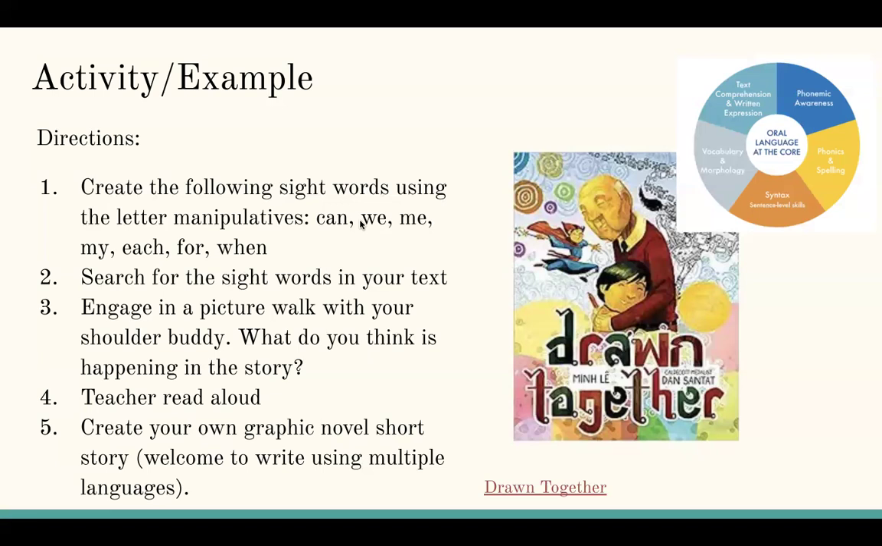You can invite students to create sight words that you want to include or focus on throughout the lesson using letter manipulatives. You can invite them to search for these sight words in the text with a partner or in a small group. You can invite them to engage in a picture walk with their shoulder buddies to share what they think is going to happen based on illustrations and other cues. The teacher can do a read aloud, and then students can in turn create their own graphic novel or short story, welcoming the use of multiple languages or digital means, as well as illustration.